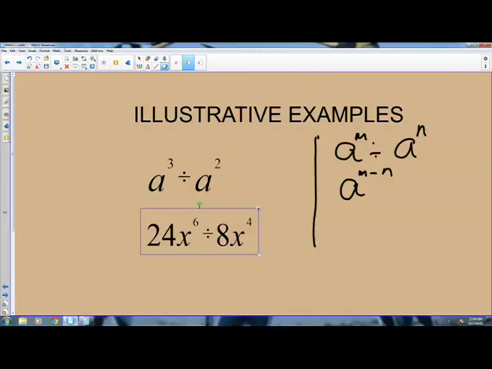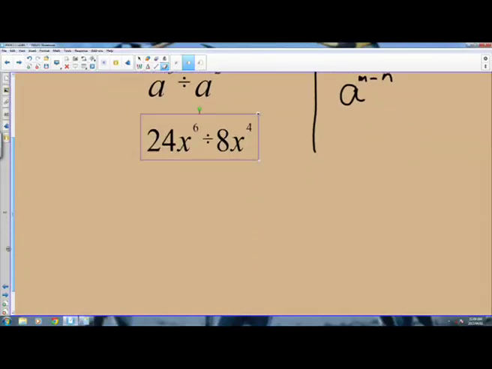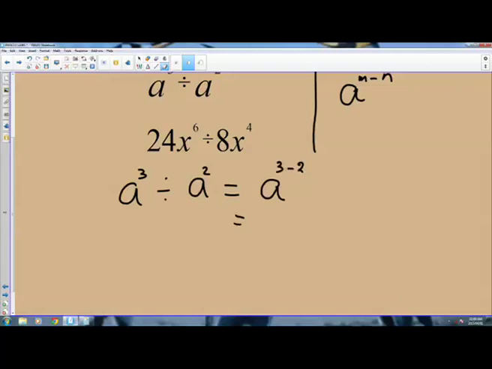Now, we've got a situation here. a to the power 3 divided by a to the power 2. What do we do? This will be a, we keep the base, then subtract the powers. a to the power 3 minus 2, giving us a to the power 1. And then a to the power 1 is the same as a. This is how we do it.